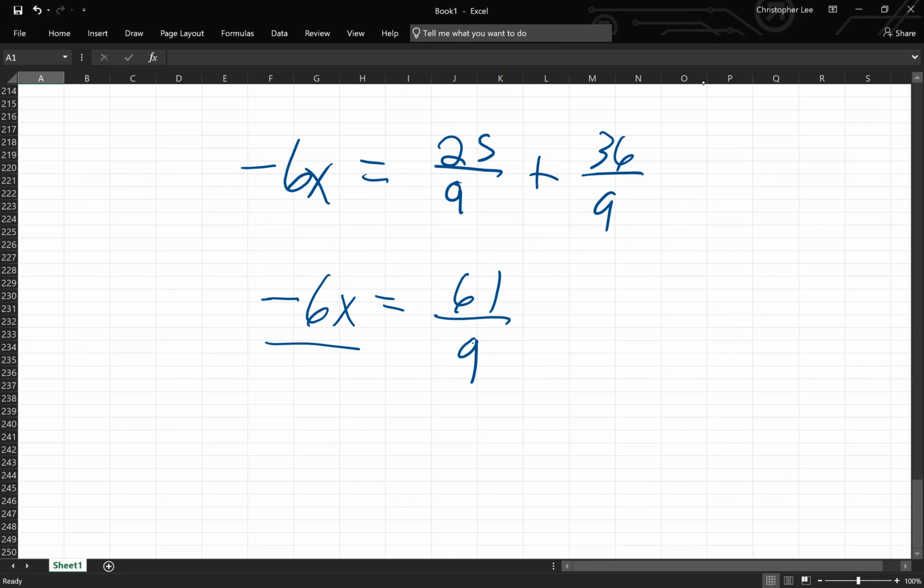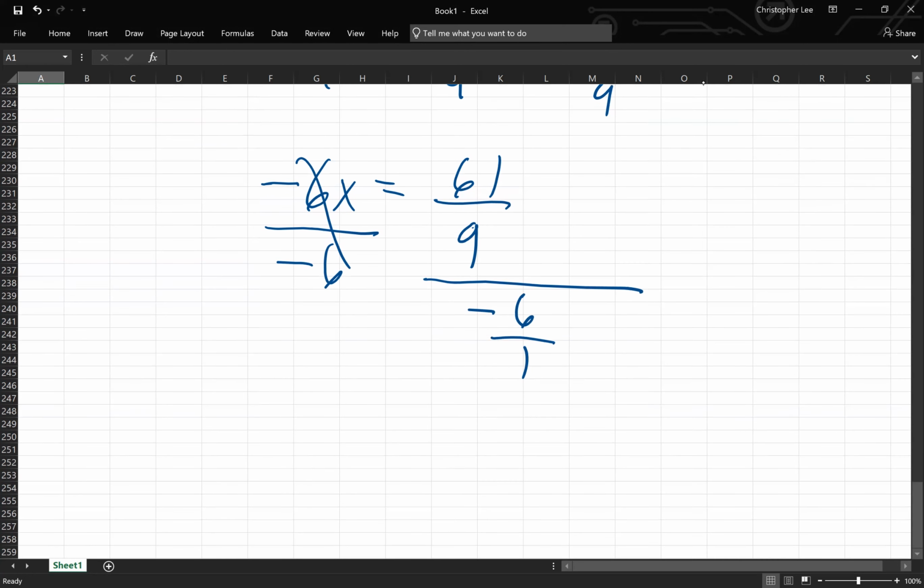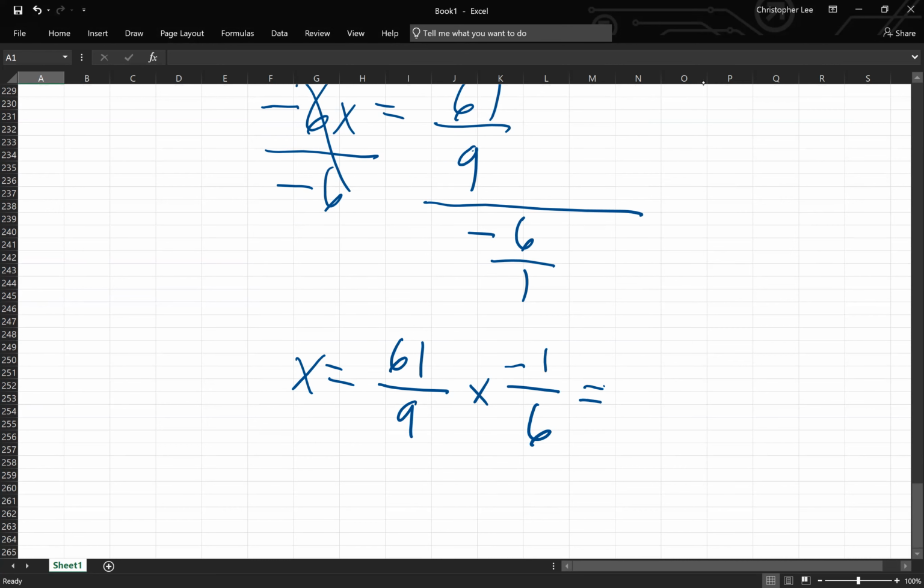Now, let's get x by itself. So I'm going to divide by negative 6. So I do to one side, do to the other. Call that negative 6 over 1. Keep change flip. So x is equal to 61 over 9 times, let's flip this, negative 1 over 6. All right? And just multiply straight across. Negative 61 over, what's that? 6 and 6 is 12, 13, 36, right? 54. And that's it.